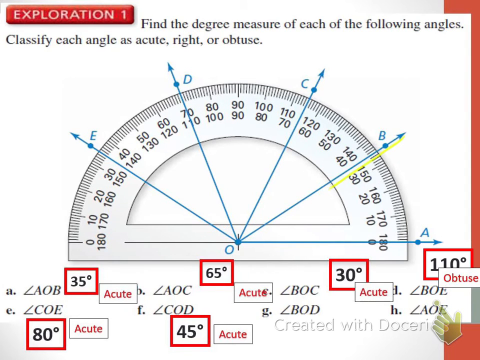All right, then we get BOD. So again, we had 110 on the bottom row. Then we have 35 on this bottom row. Go ahead and subtract them. We get 75, which is acute.